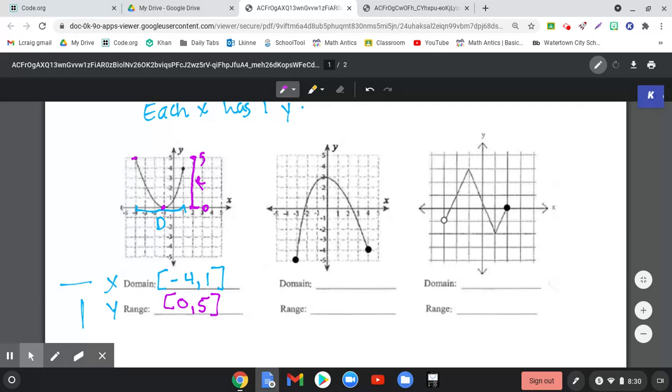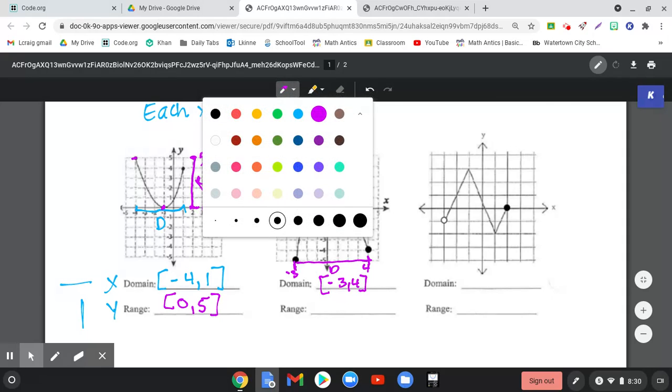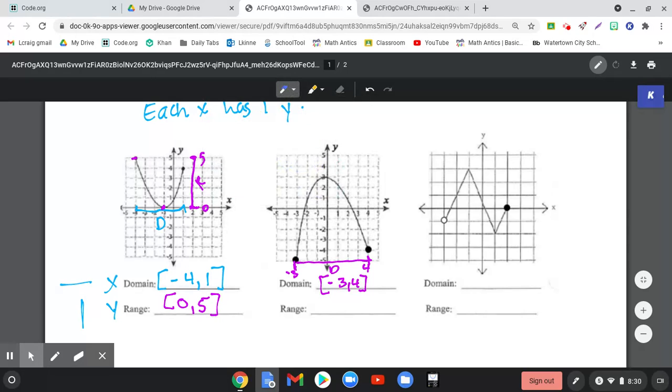Domain, furthest point to the left is here, -3. Furthest point to the right is here at 4. So your domain goes from -3 to 4. Our range, let's change up the color so it's easier to see what's going on. The lowest point is down here. That's your min. And then our highest point is up here. That's your max.